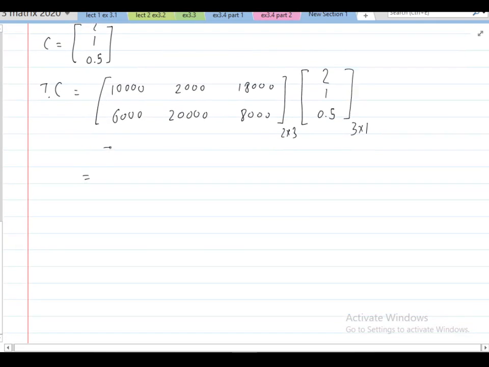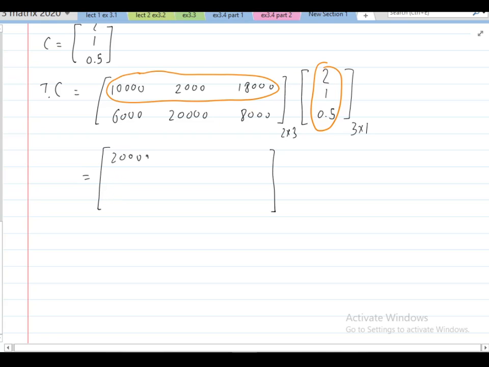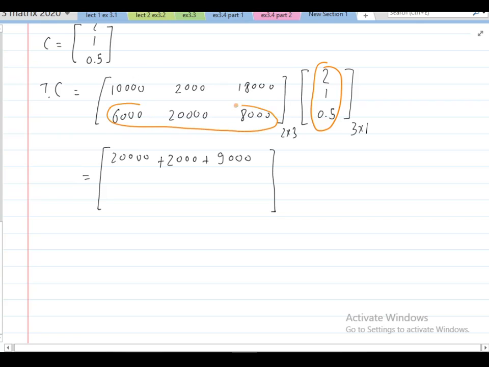Start multiplying: 10,000 in the first row, 2,000, and first column. So here we get 20,000 plus 2,000 plus 9,000, that is 31,000. Now the turn of the second market: second row, first column. So 12,000 plus 20,000 plus 4,000. In the first we got 17, in the second 9.